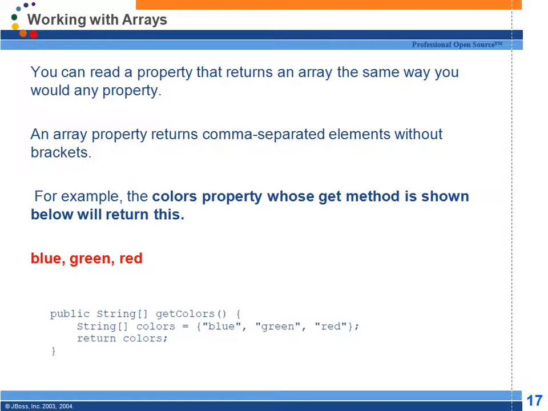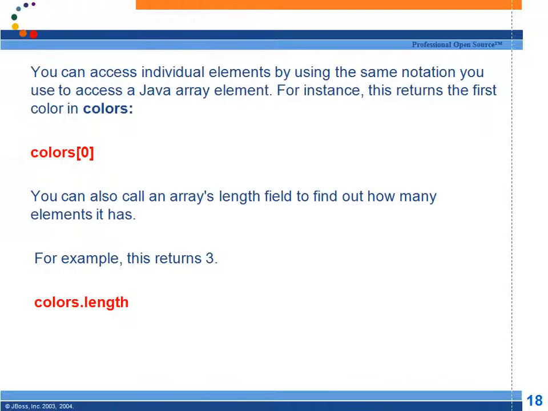Right. You can access the individual elements by using the same notation you use to access in Java. Colors of 0 will print the 0th color, right? And colors dot length will print the length of the array.